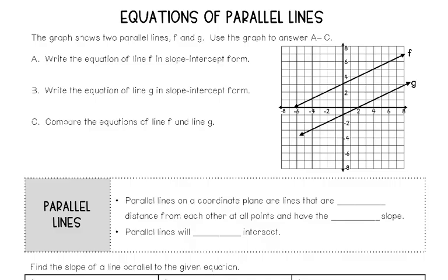Start out with, here's a graph of two parallel lines labeled F and G. First, I want you to write the equation of line F in slope-intercept form. Since the line has a y-intercept of 3 and it goes up 1 for every 2, the equation would be y equals 1/2 x plus 3.